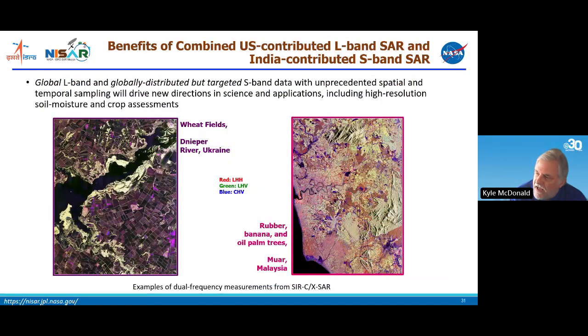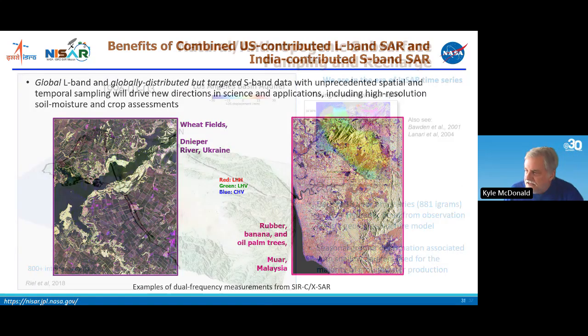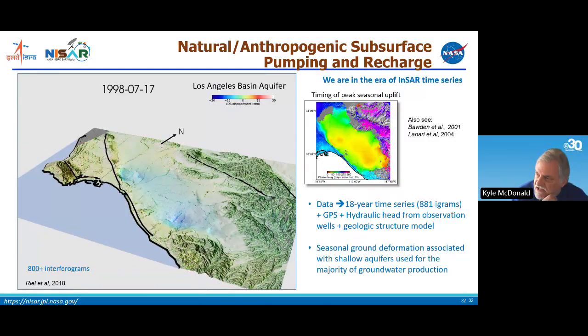And this is an example of how we can use the dual frequency L-band and S-band data to look at various types of land cover, both in some of the cash crop sorts of situations. This is an example of wheat fields in Ukraine, and also some of the more tropical sorts of agriculture situations, banana and oil palms here on the right shown. This is an example here looking at the Los Angeles basin, Southern California, of the seasonal cycle in terms of aquifer drawdown and recharge.